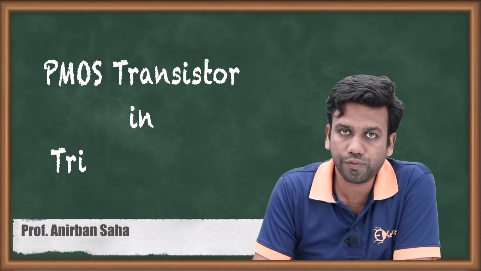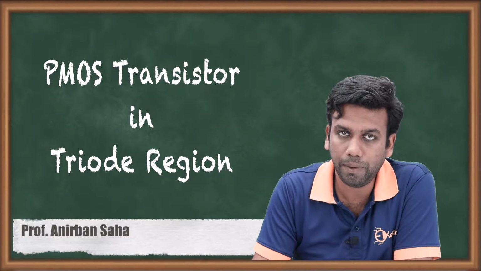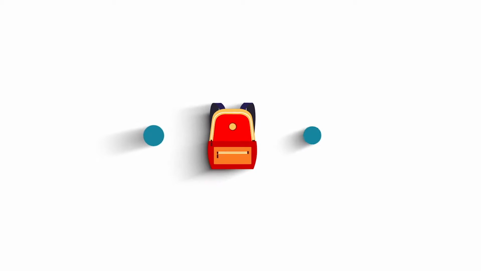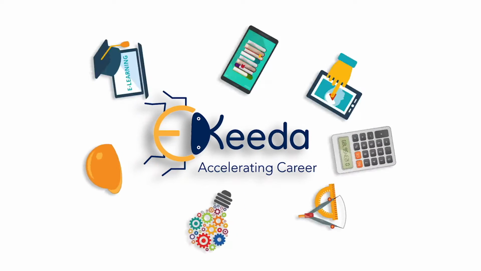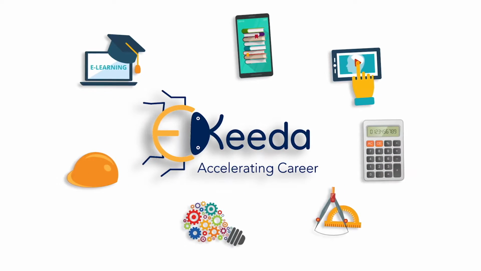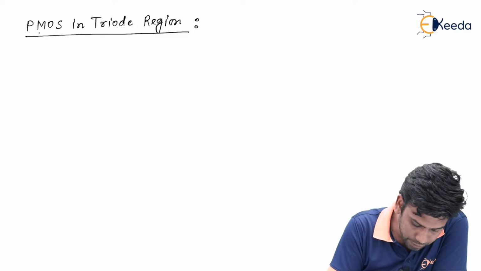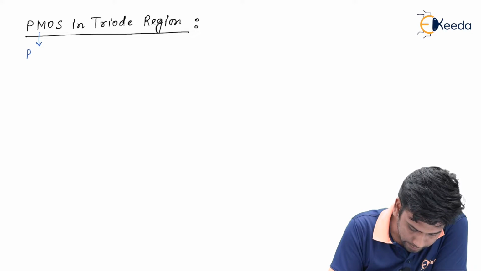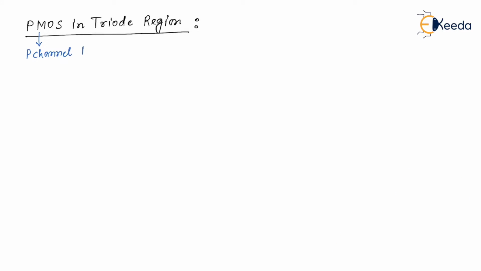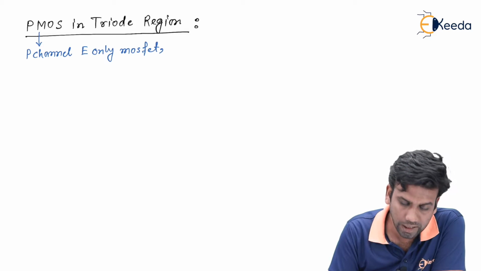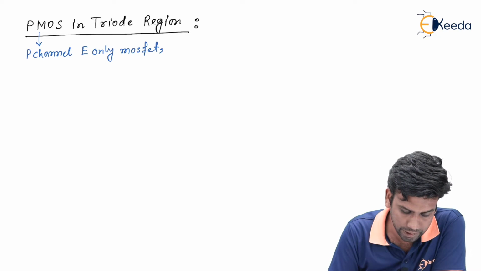Hello friends, in this video we are going to discuss the operation of the PMOS transistor in the triode region. So we know that PMOS means P-channel enhancement-only MOSFET, and triode region means the linear region or the ohmic region.